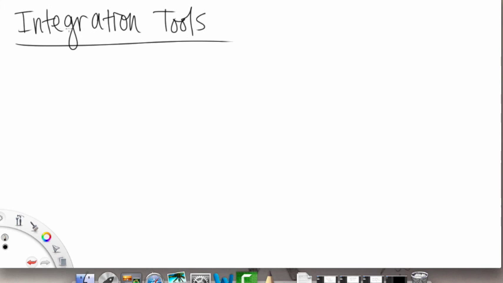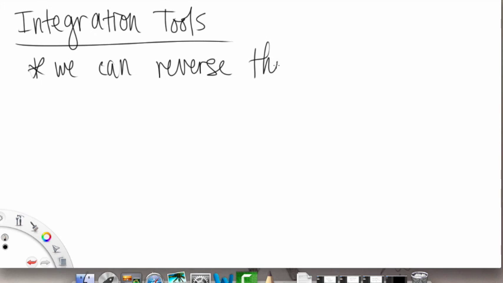So here are some more, not properties, but some tools of integration. The first thing is that we can reverse the order of integration. So we can reverse the limits. They're called the limits of integration, the numbers you see on the side, or the letters if we're working with variables.